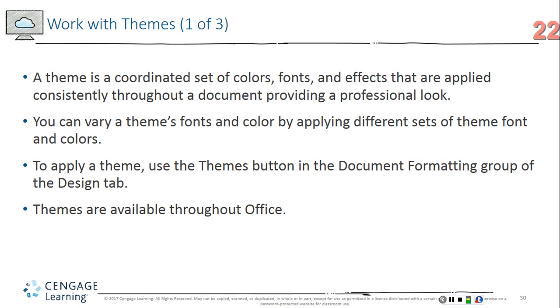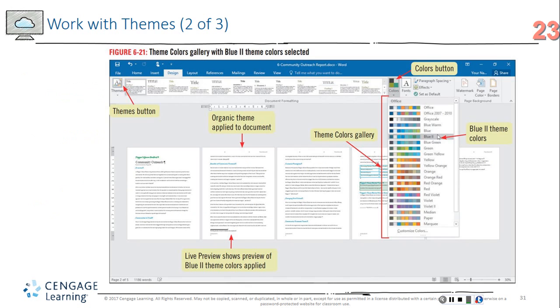And to apply a theme, you use the Themes button in the Document Formatting group of the Design tab. And then themes are available throughout Office. What that means is that Word has them, PowerPoint has them, Excel has them. For this class, those three for sure are going to have themes, and the way you utilize them is very similar per application.